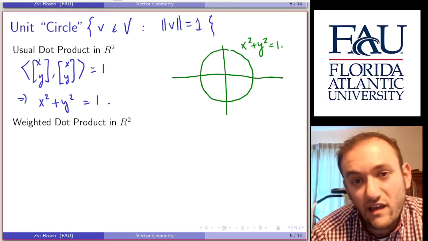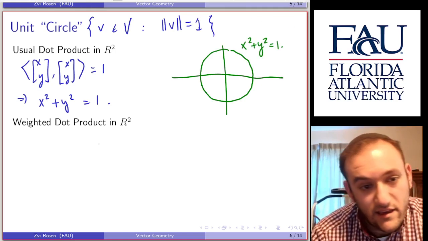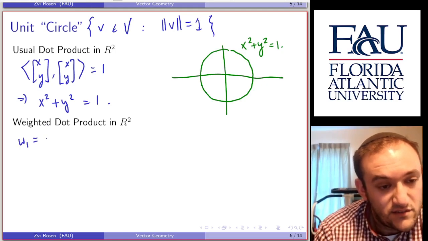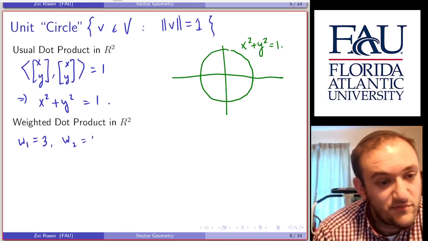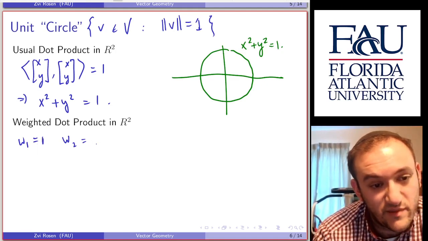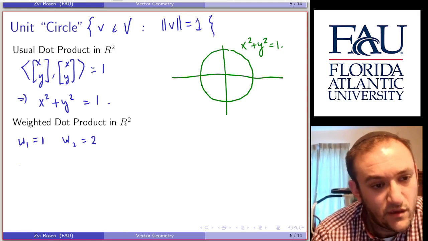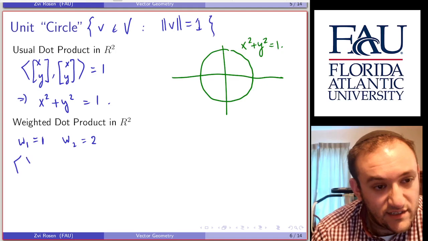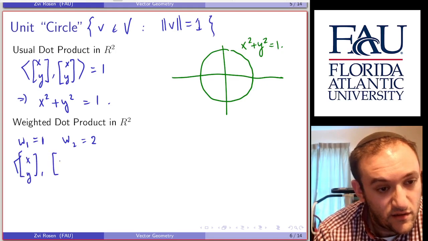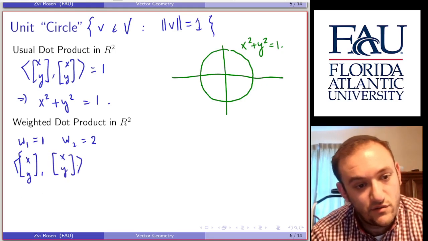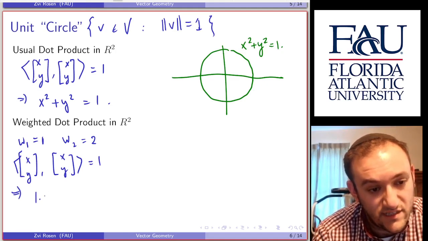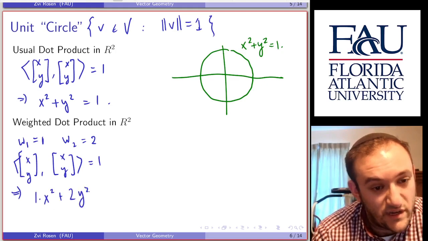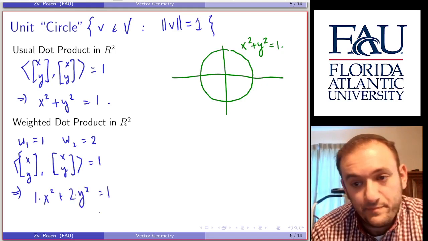Okay, how about the weighted dot product in R2? So let's say, again, let's use W1 equals 3 and W2 equals, maybe that might be a little too much math. Let's make it 1 and 2. Okay, so now the inner product xy equals 1 translates into W1, so that's 1 times x squared, plus 2 times y squared equals 1.